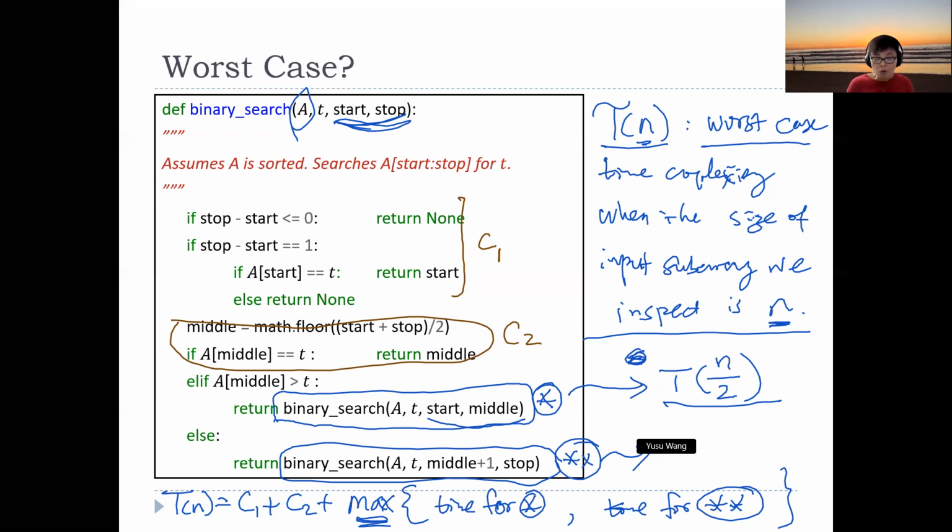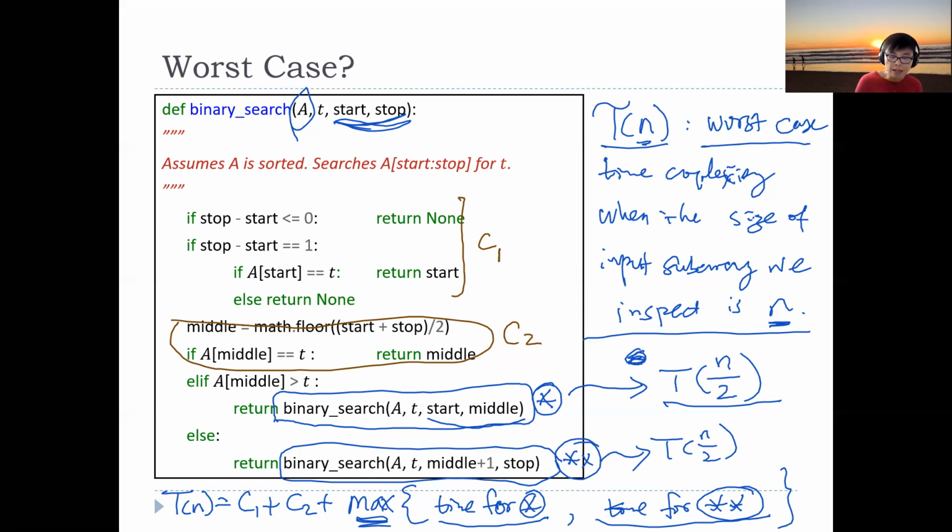I know that now I'm calling the same algorithm on the right half. That means the size is also at most n over 2, so this step also takes time at most T of n over 2. Now when you put everything together, what do we have? The time for star is T of n over 2, and the time for star star is also T of n over 2. And the maximum of these two is clearly just T of n over 2.